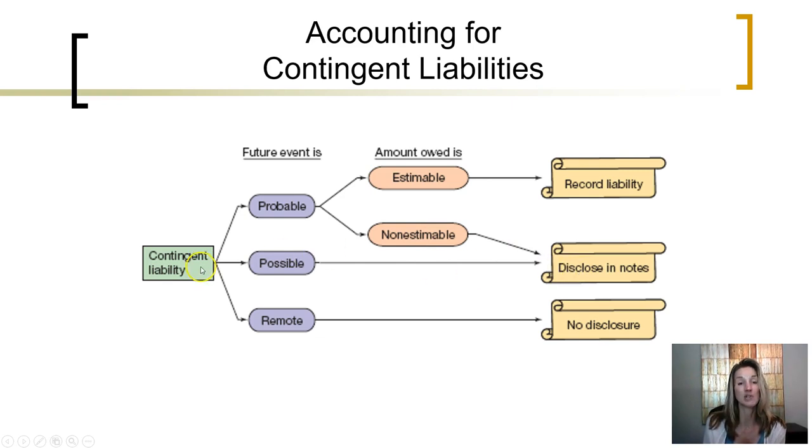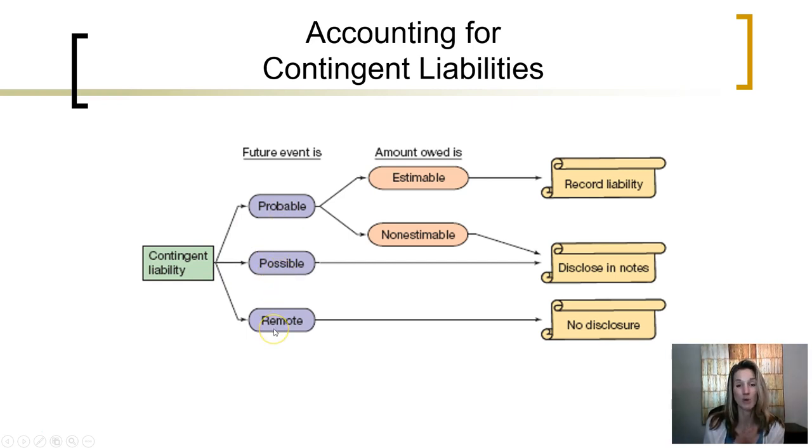However, if the contingent liability is very remote, in other words, the possibility of the liability being incurred or the lawsuit being brought against the company is very, very remote, then GAAP says we do not need to record a liability, nor do we need to disclose it in the footnotes. No disclosure is required.